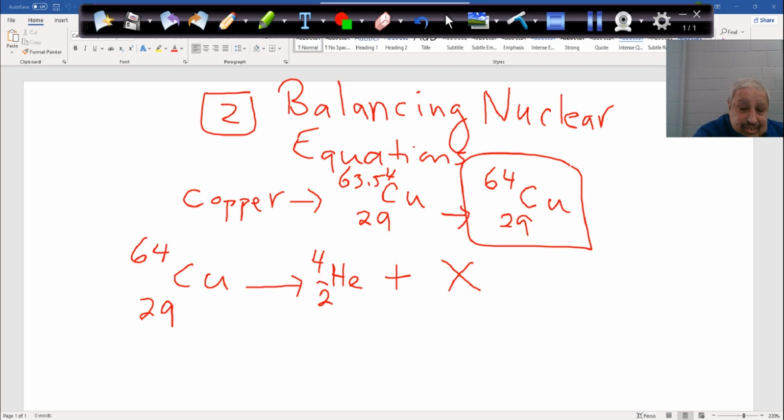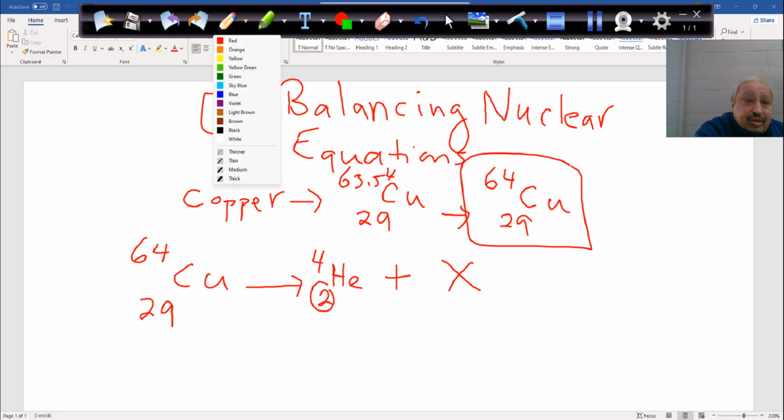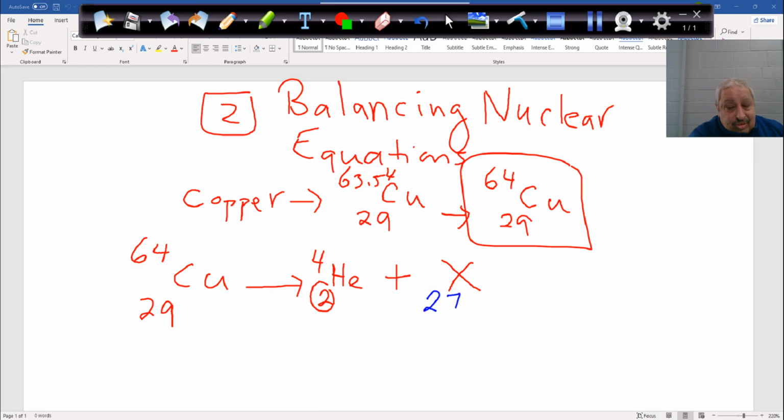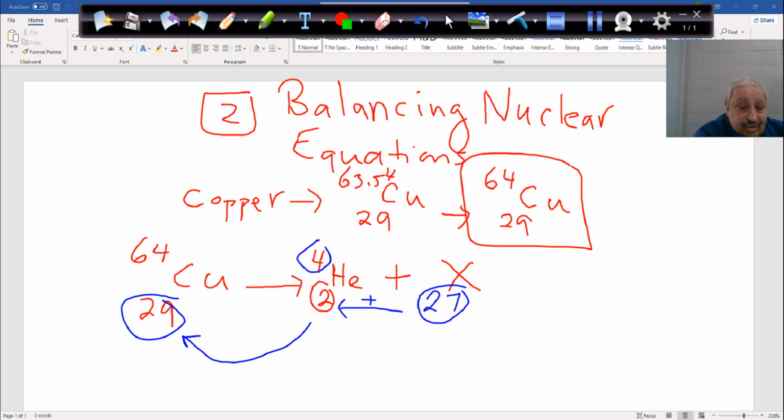So here is 2, correct? So what will be at the bottom here? How much? 27. Why is it 27? 27 plus 2 makes what? 29. Correct? Everybody's following me here? So what will be on the top? We have 4 here. So then it will be 60. If you add those here, it has to come to 64. Perfect.